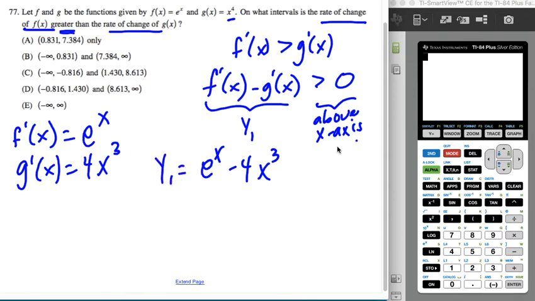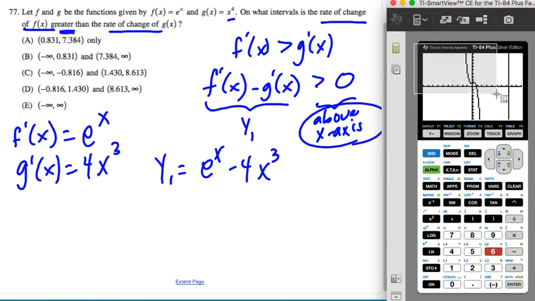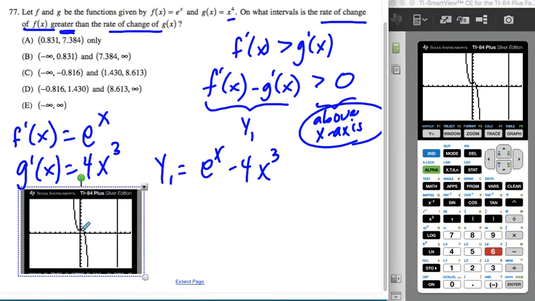And I'm going to look for when this thing is above the axis. So let's go ahead and put in e to the x minus 4x to the third, right? And I'm going to zoom 6 because usually that's a good window. All right, so now if I take a quick screenshot just to show you so I can draw on this, we can see that I should have 2 solution intervals, and I can actually knock out 3 of the answers right now. My solution intervals should be here, right?